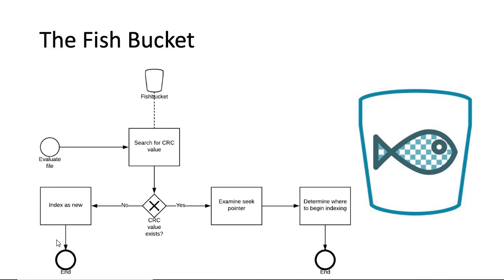If the CRC value exists, then examine the seek pointer. If the CRC value does not exist, the file will be indexed as new, and it is going to end. If it is there, you determine where to begin indexing, and then the process ends here as well. So this is the typical understanding of a fishbucket.